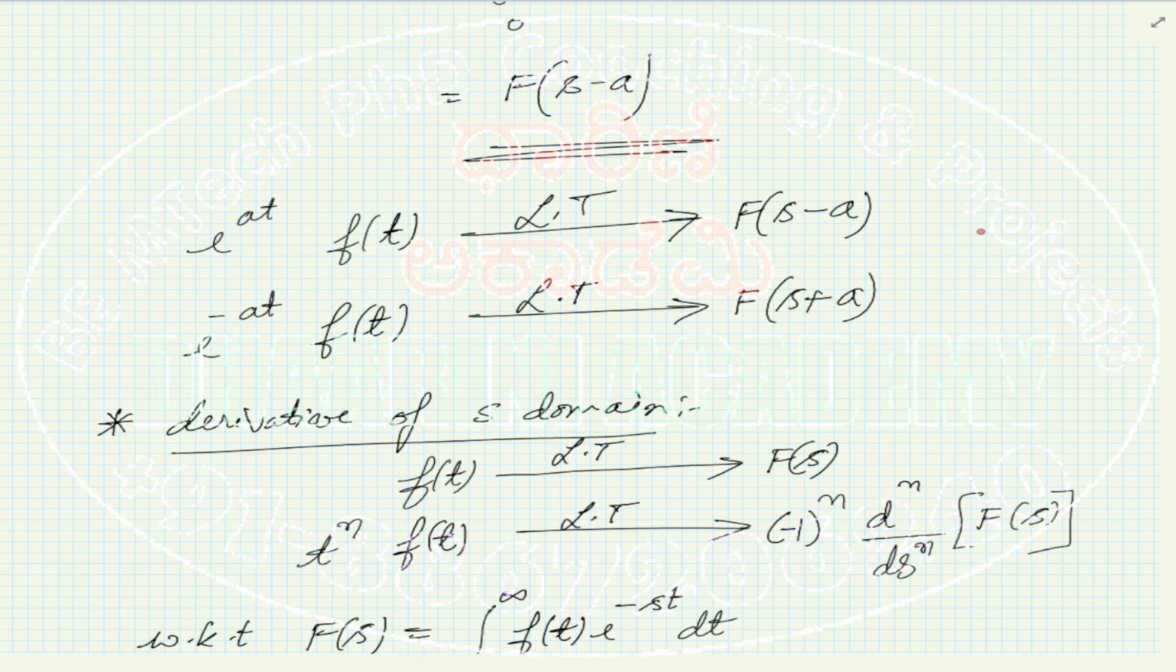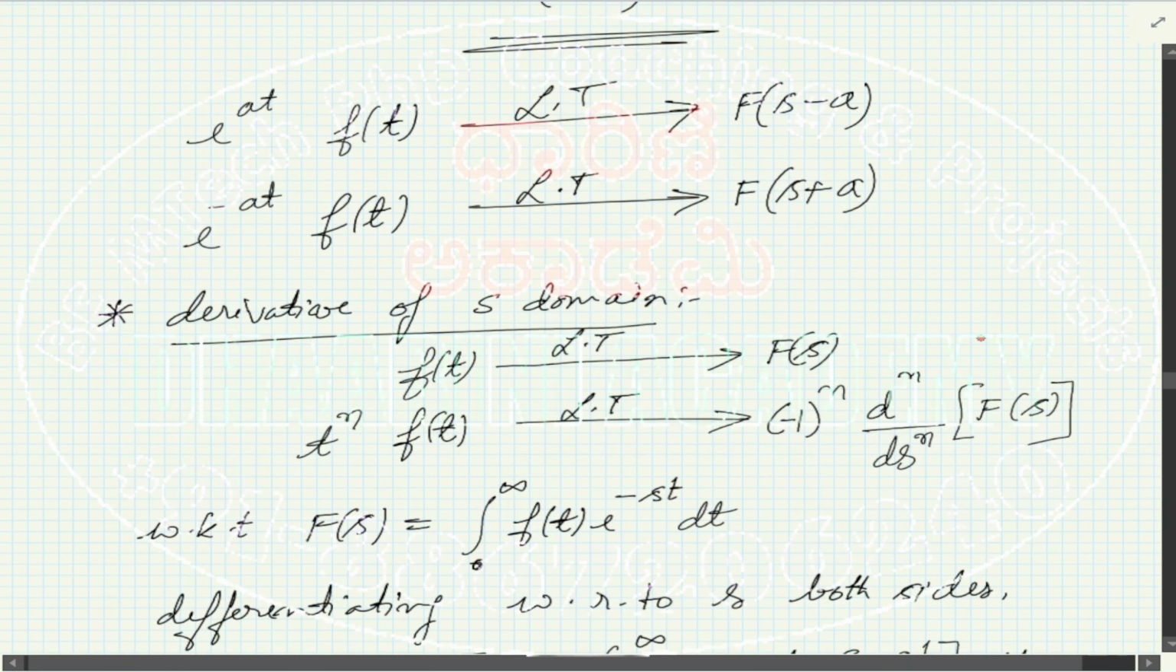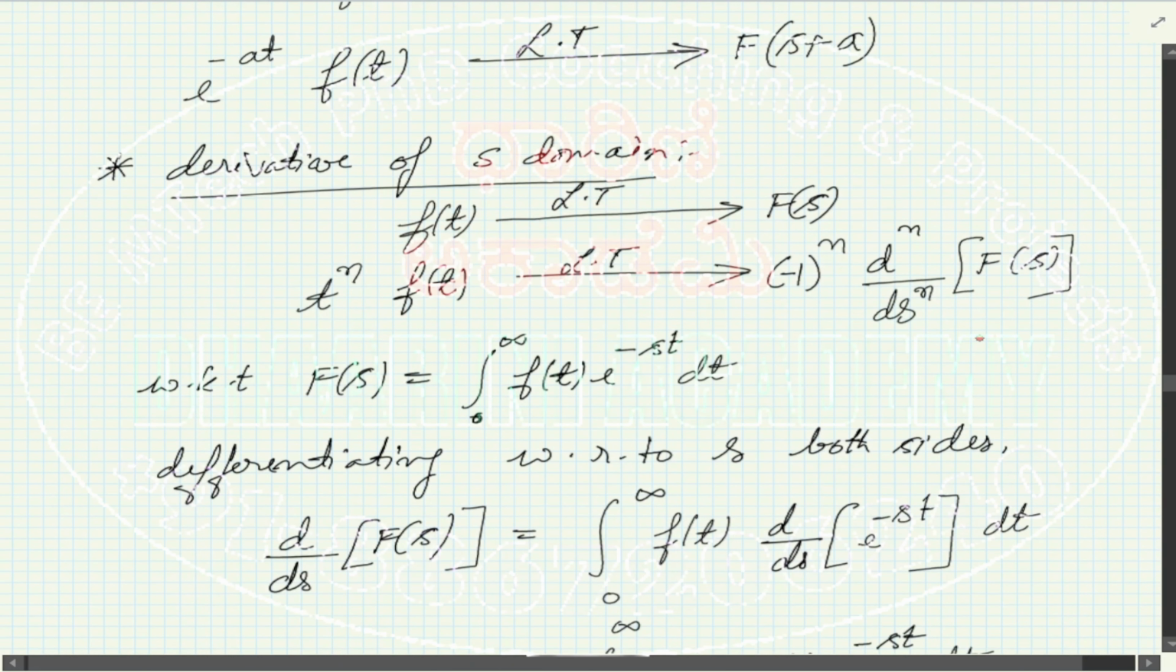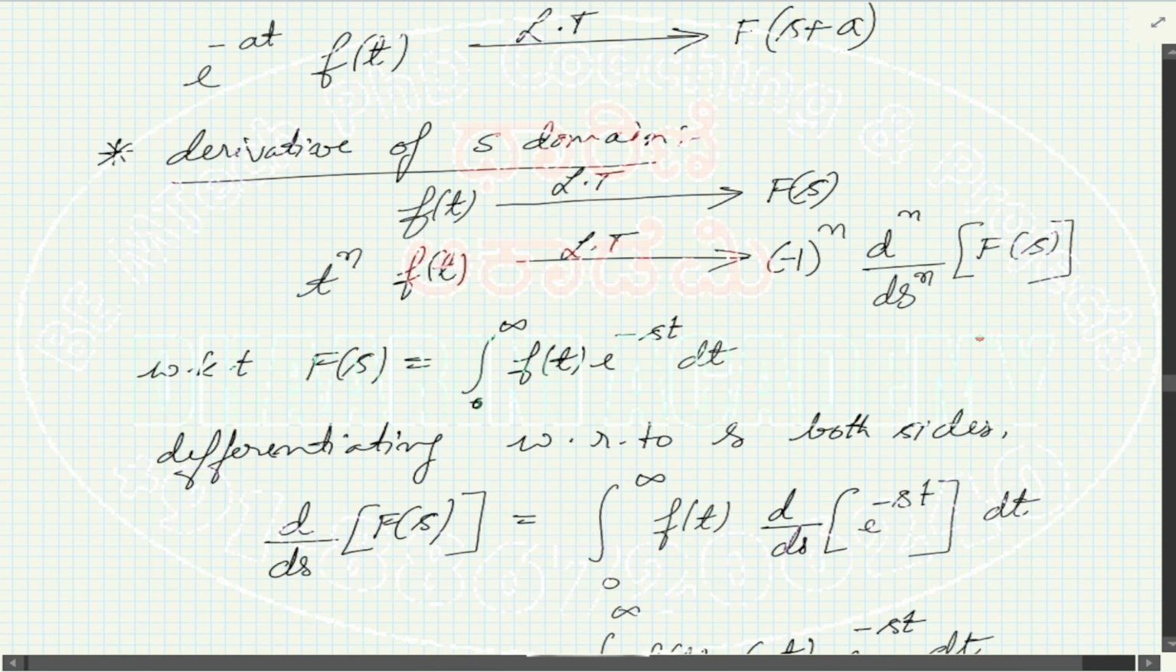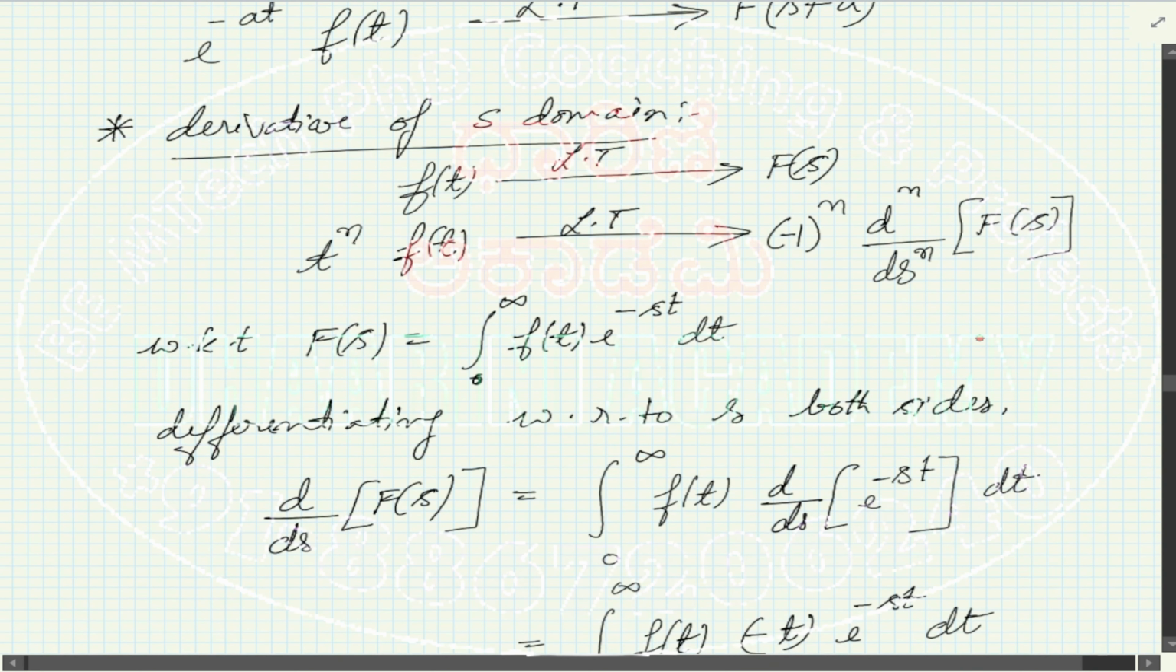Okay, right, let's move further. The next one is the derivative of S domain, or differentiation in S domain. It's called differentiation in S domain as well. So the definition goes like this. For a given f of t, let us assume that we know what is f of s.